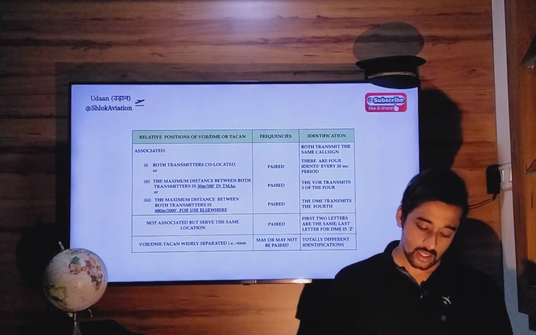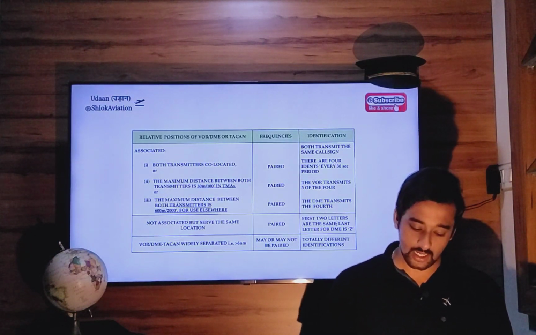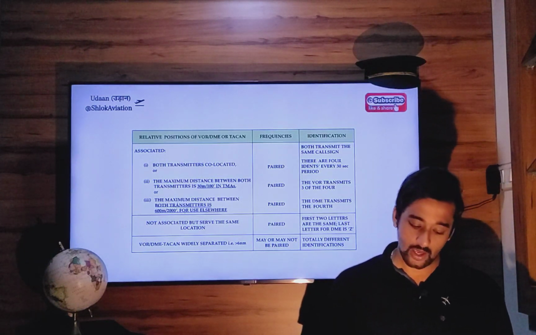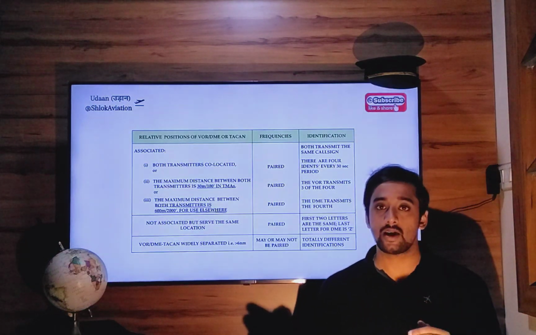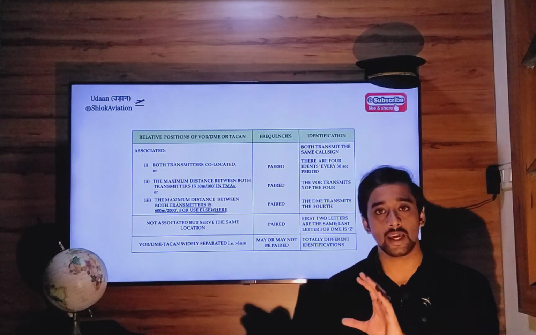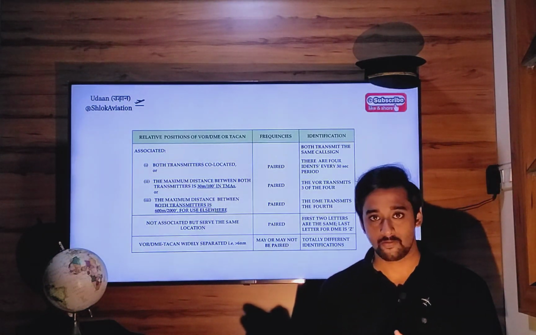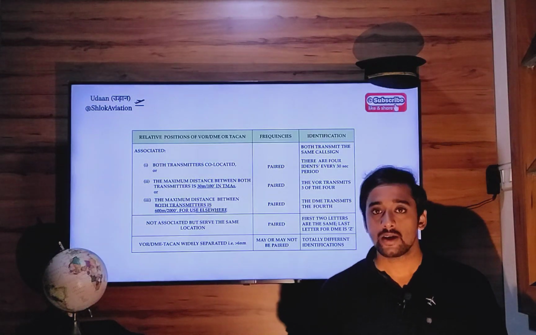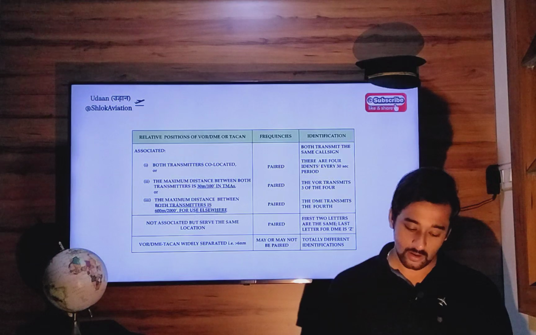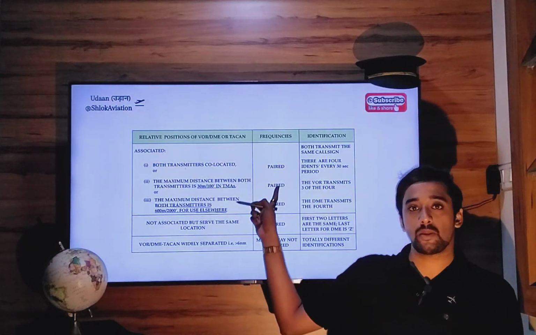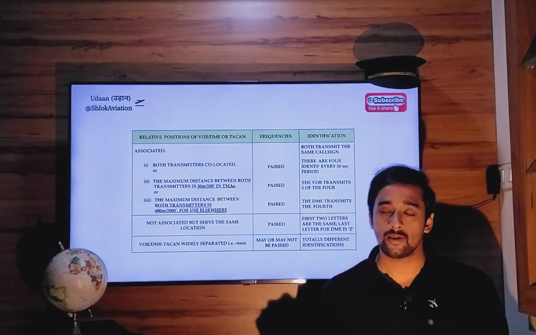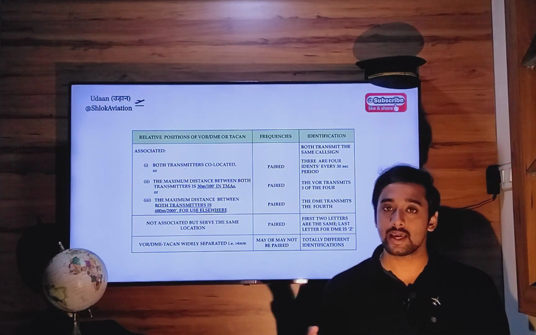Third condition is the maximum distance between both transmitters is 600 meter, which translates to 2000 feet for use elsewhere. So anywhere other than terminal area, the maximum distance between a VOR station and a DME station can be 2000 feet. If it exceeds 2000 feet, the VOR station and the DME station won't be considered to be co-located. So in all these three conditions, the frequencies will be paired. If you select the VOR frequency, automatically the DME frequency will get switched on.